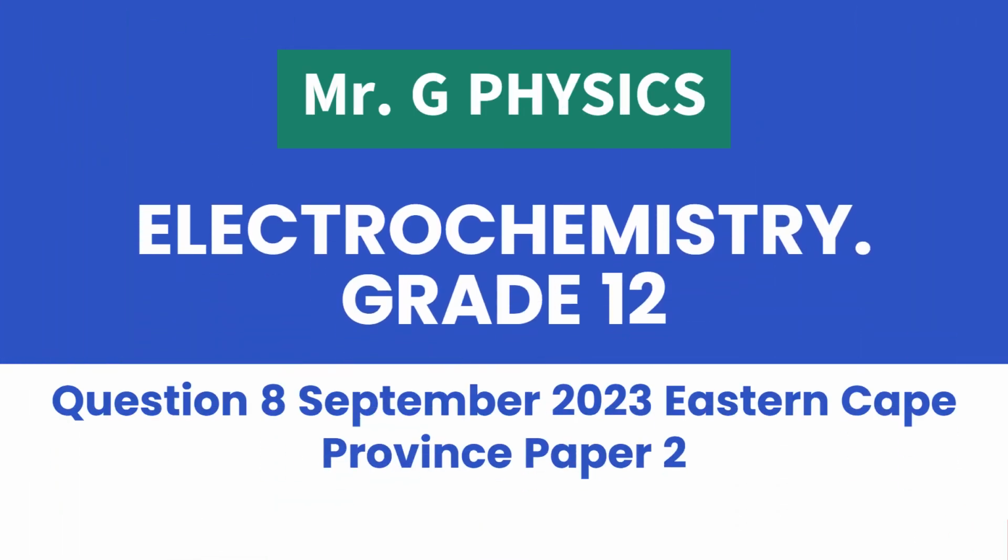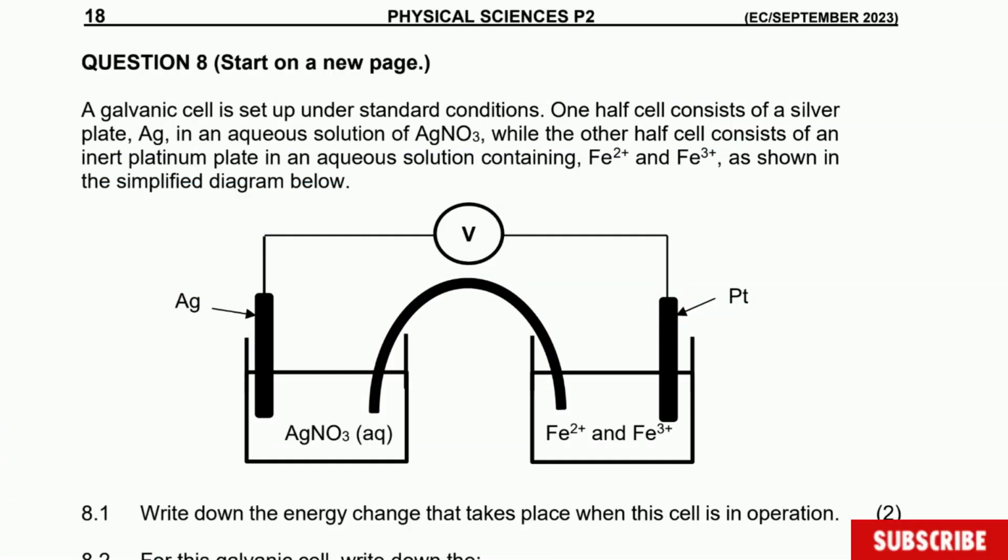This time we're going to be solving a question on electrochemistry for the grade 12s. This was question 8 done in the Eastern Cape in 2023 and we're going to solve it.